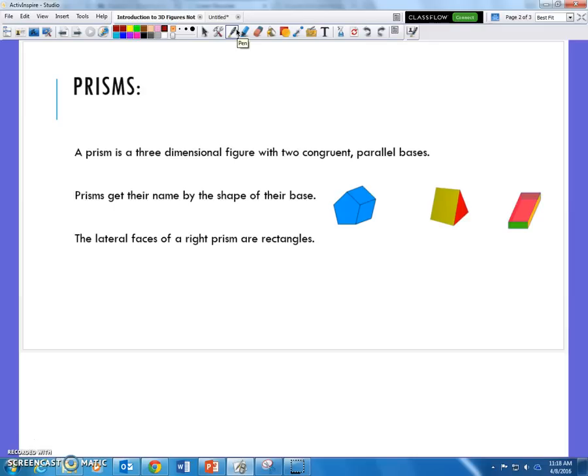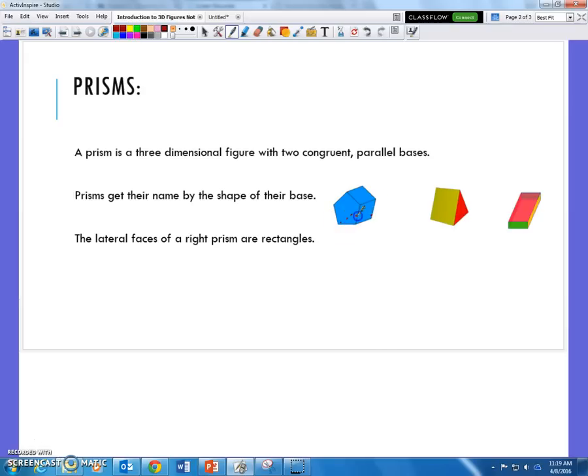Alright, a prism, if it's actually a prism, has one pair of congruent parallel bases. Alright, one pair of congruent parallel bases, or two congruent parallel bases. So I have these three prisms here. And it can be confusing knowing what the base is that I'm talking about, because it's sitting flat on the bottom here.